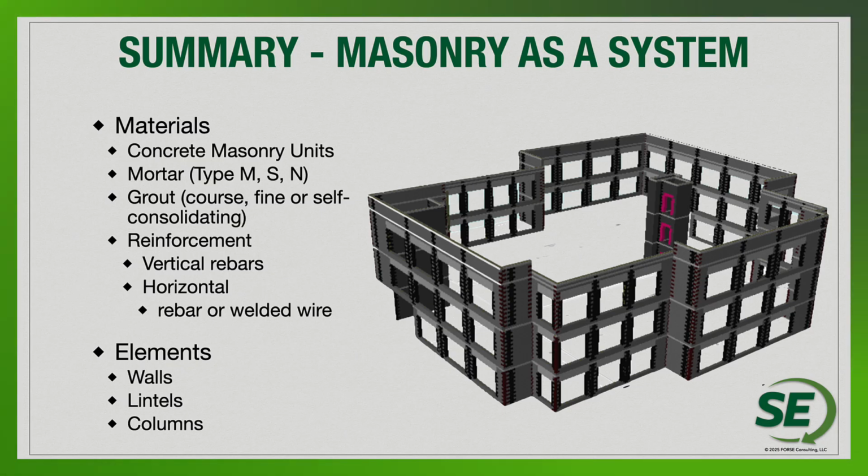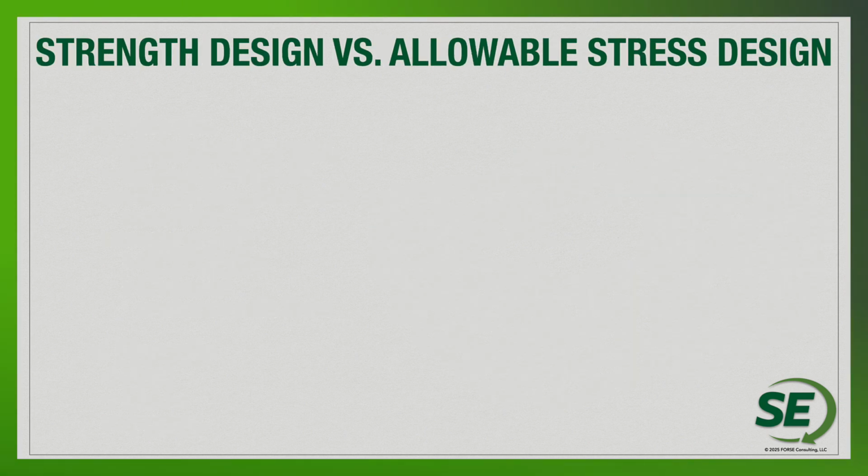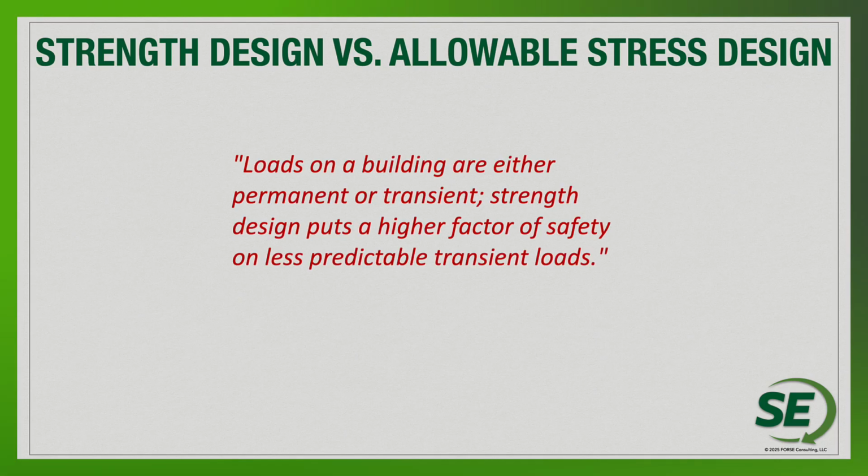So next, we're going to take a look at what we have for strength design versus allowable stress design. Just a few notes on the differences between the two. Certainly looking at the strength design provisions, loads on a building are either permanent or transient. Strength design puts a higher factor of safety on the less predictable transient loads. And so certainly that would be a good understanding for why strength design tends to make sense to some people.